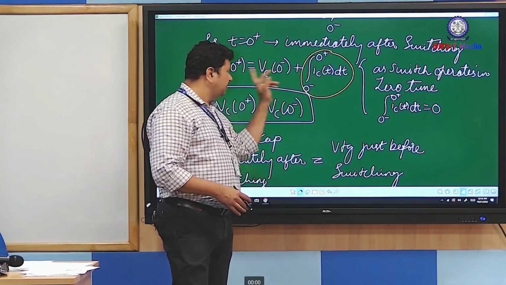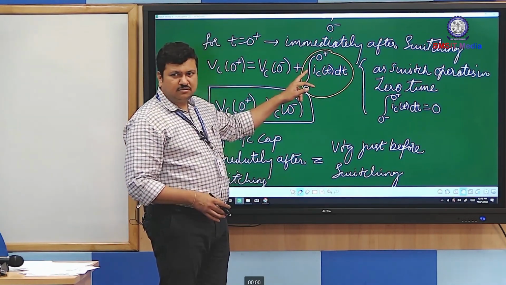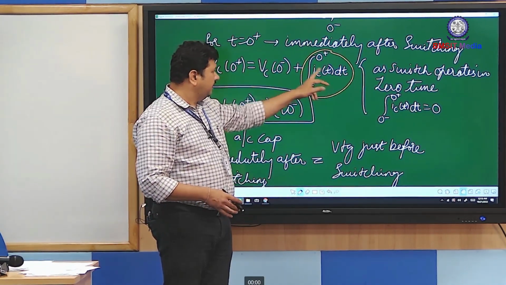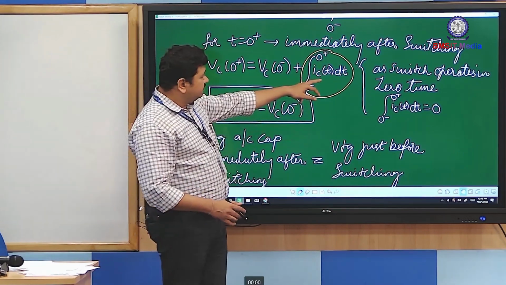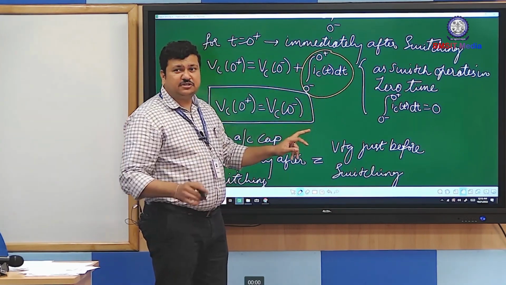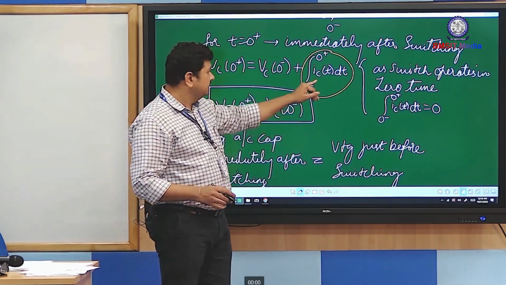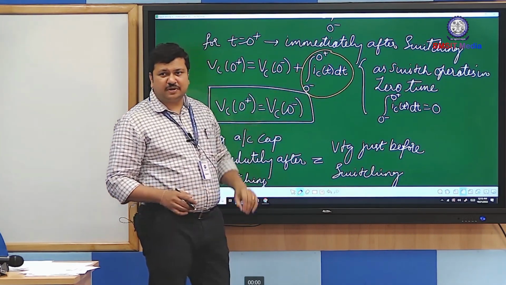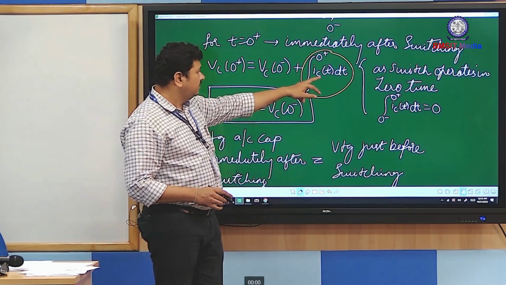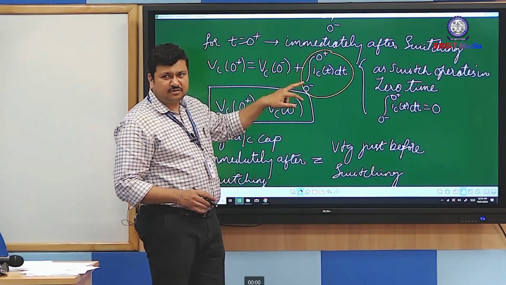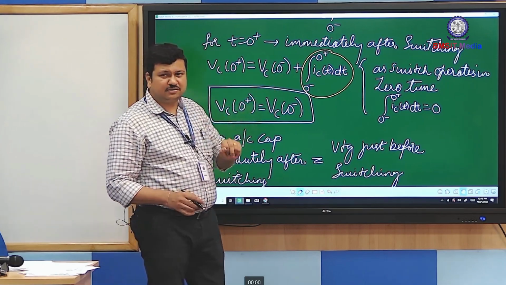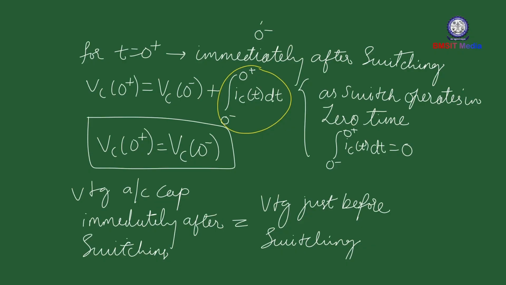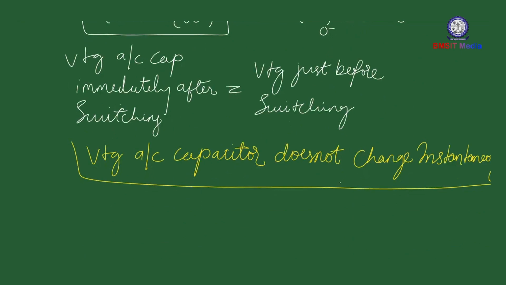So the second term in this equation is an integral which is representing the voltage. At the time of switching, this integral is becoming 0. It means at the time of switching, the voltage is becoming 0. So when voltage is becoming 0 at the time of switching, the capacitor behaves as a short circuit.